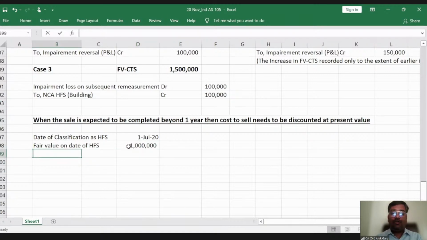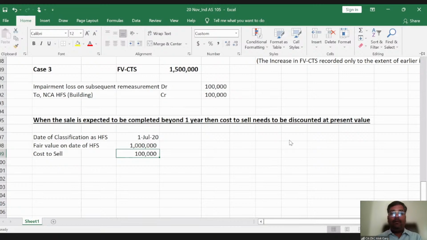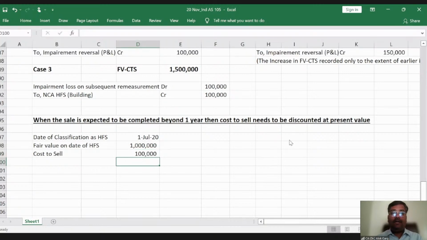Fair value is 10 lakh rupees. Cost to sell is 1 lakh rupees. The cost to sell will be incurred at the time of sale, right? So friends, the discount rate, for example, the incremental borrowing rate or interest rate for this company is 10%, and it is expected that the sale will happen after 1 year, beyond 1 year. So for computing the fair value less cost to sell, this cost to sell needs to be discounted at present value.